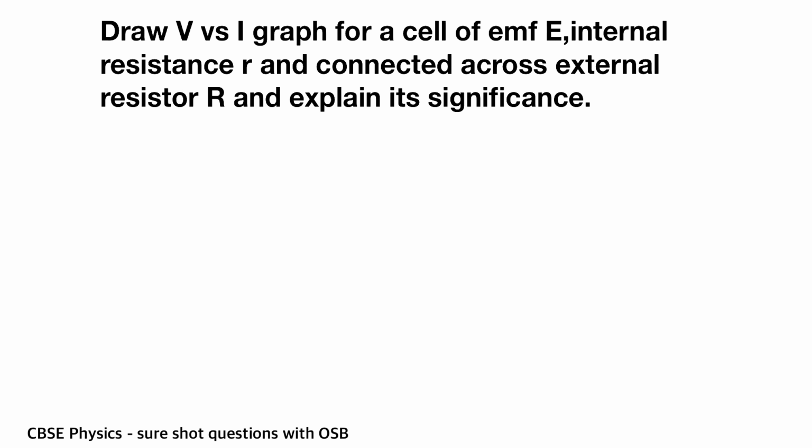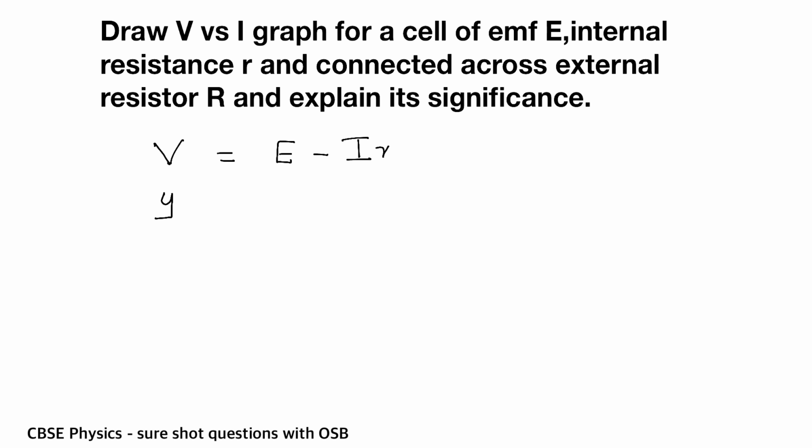Draw the VI graph, meaning voltage-current graph, for a cell of EMF E and internal resistance small r, connected across external resistance R, and explain its significance. So we have to plot a graph between voltage and current for a cell of internal resistance small r. Correct? So what is the equation? For a cell, V is equal to E minus Ir. Whenever you draw a graph, always check whether that equation is comparable with the equation of a straight line. So I'm going to check that.